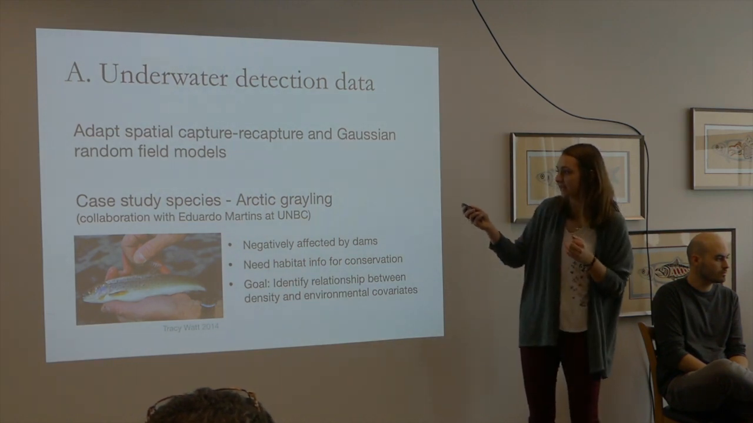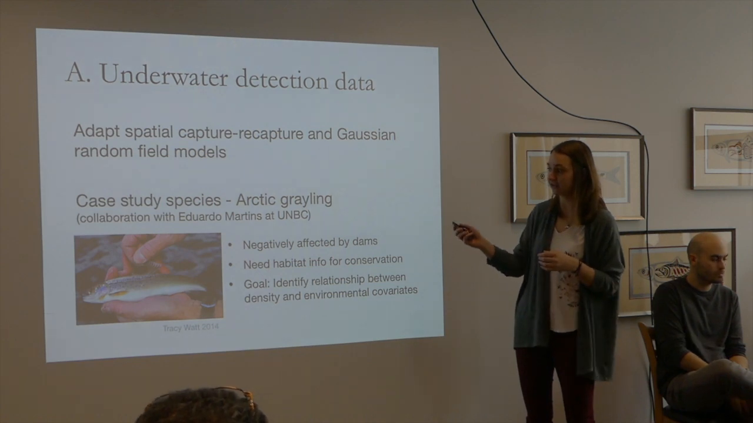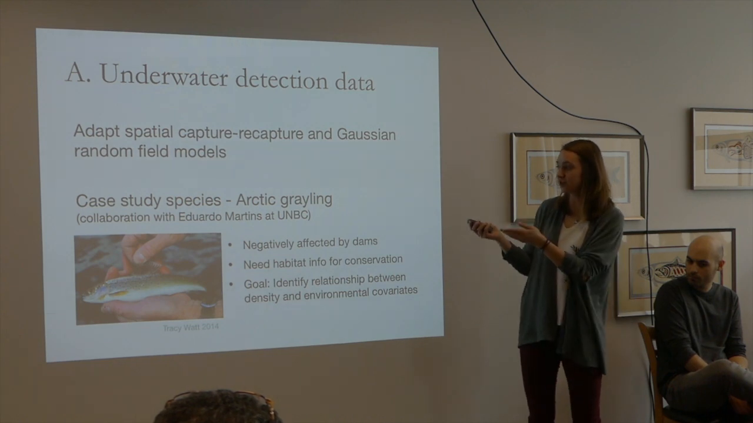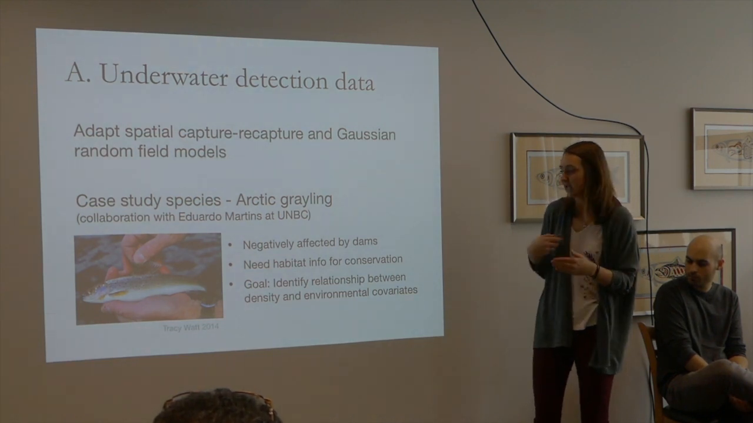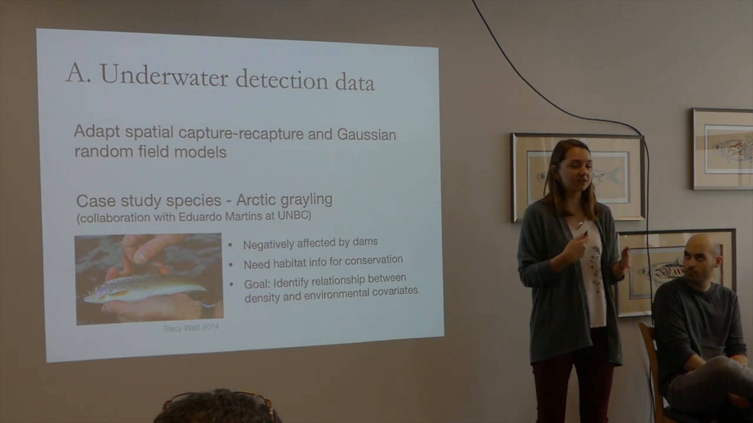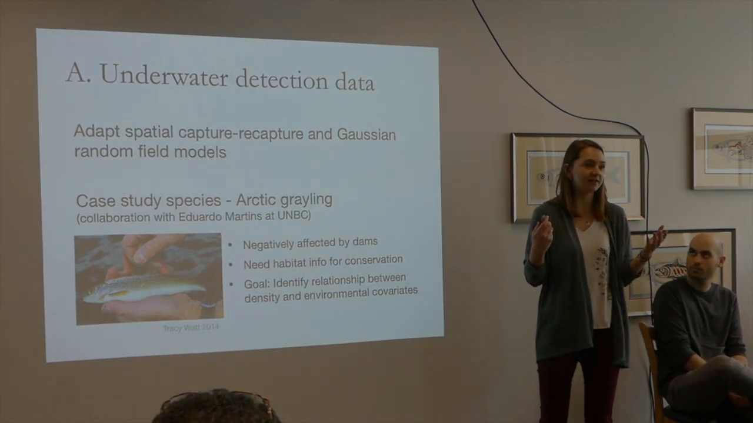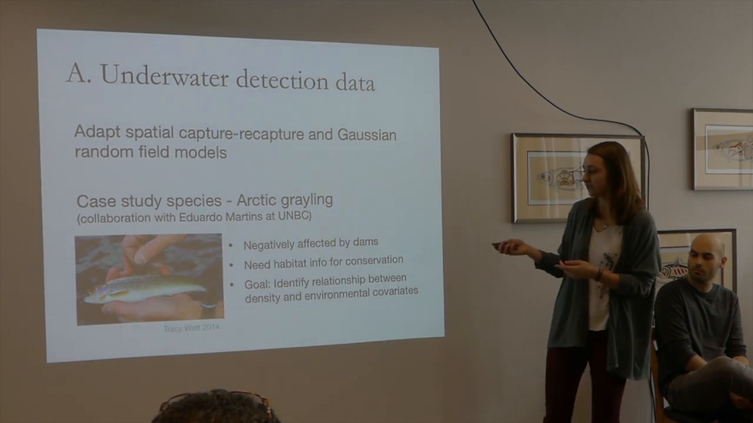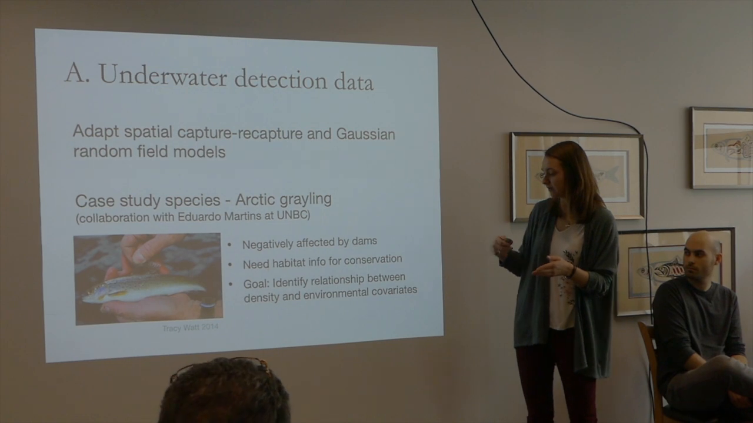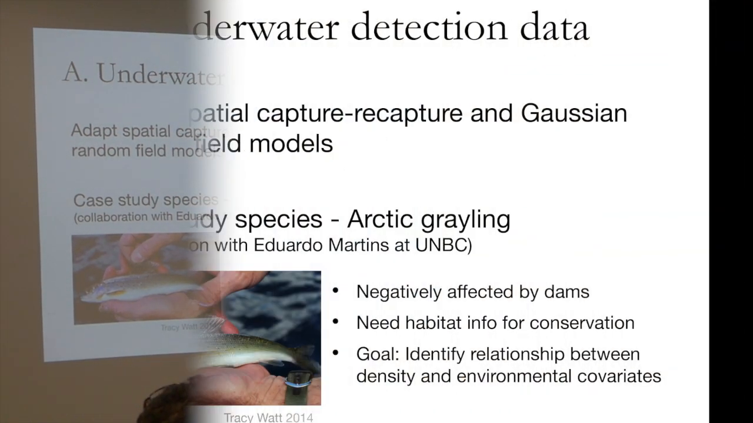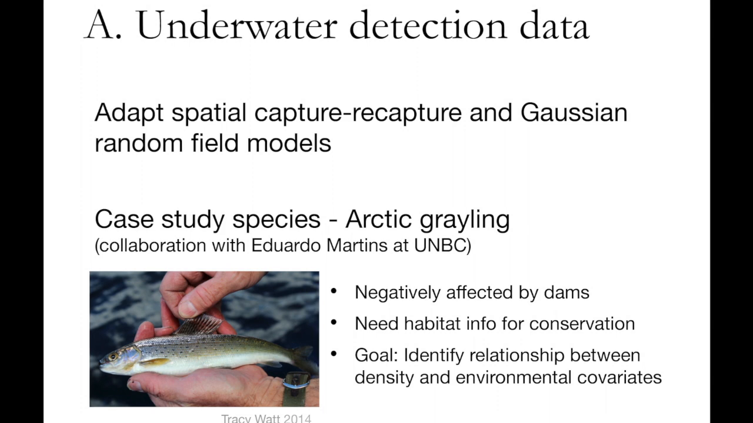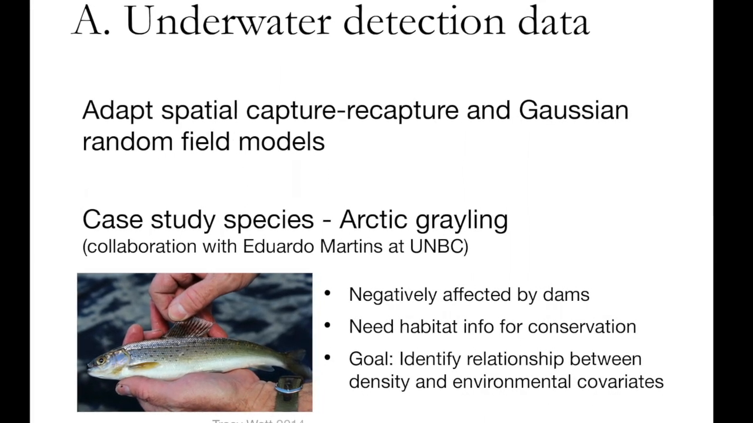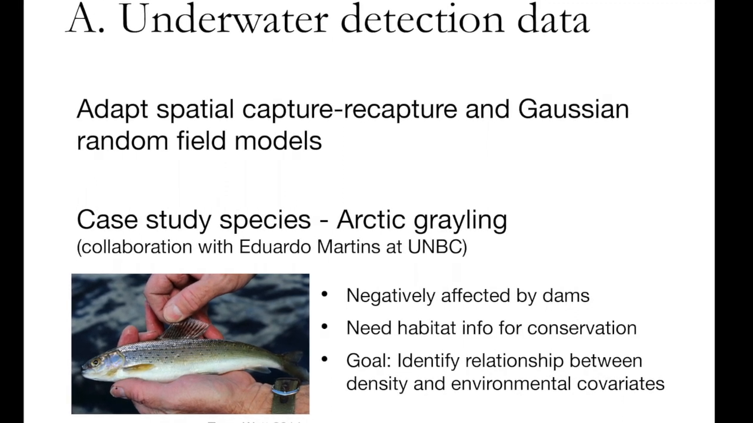So we're going to use a case study species with the Arctic grayling, and this is in collaboration with Eduardo Martins. So the Arctic grayling has been negatively affected by dams, and there's a need for conservation, but we don't really have a lot of information on their habitat and where they're abundant. So the goal here is to identify a relationship between density and environmental covariates, and it's unique because we get to kind of plan where we're putting out the arrays and receivers the entire way up. So you can kind of work from the ground up to work out the spatial methods to now analyze it.